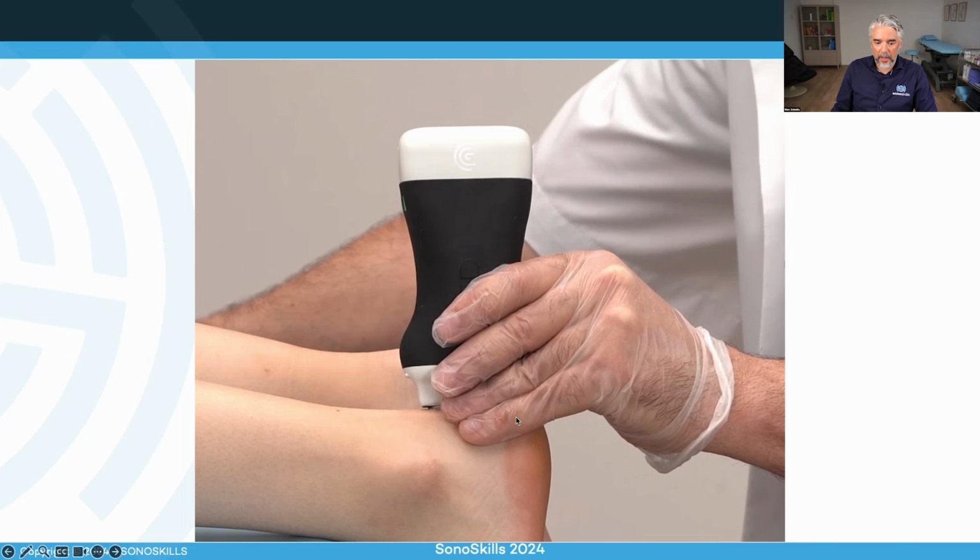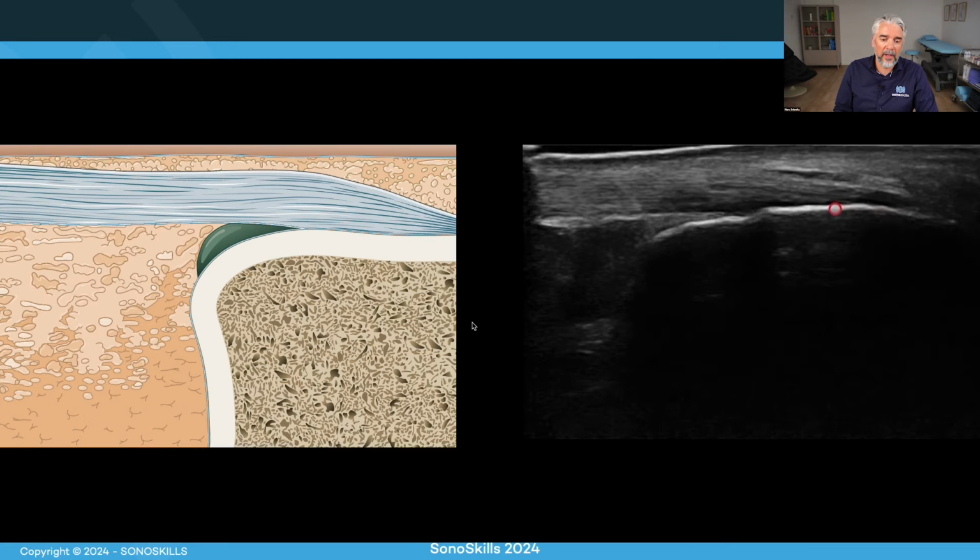So placing the transducer longitudinal on top of the Achilles tendon with the foot still in a dorsiflexion. And this is what we can see. We can see the calcaneus right there. We can see the thickness of the Achilles tendon, all fibers are nicely parallel aligned. And we observe the tendon thickness, but also the echogenicity, and again, bone changes.